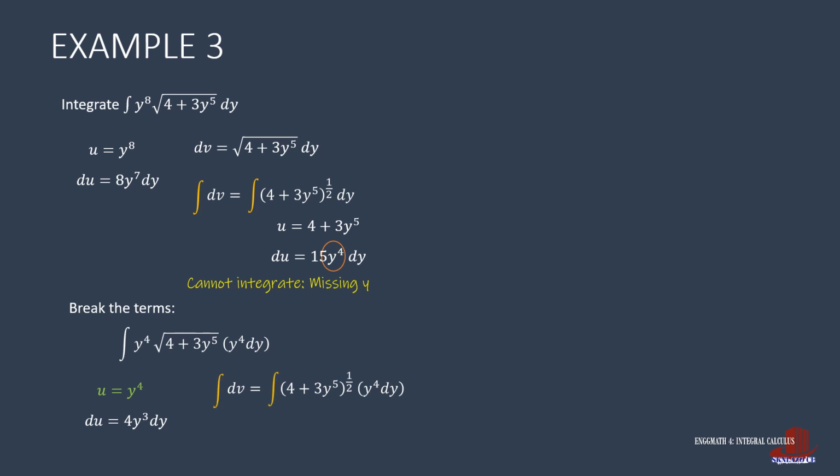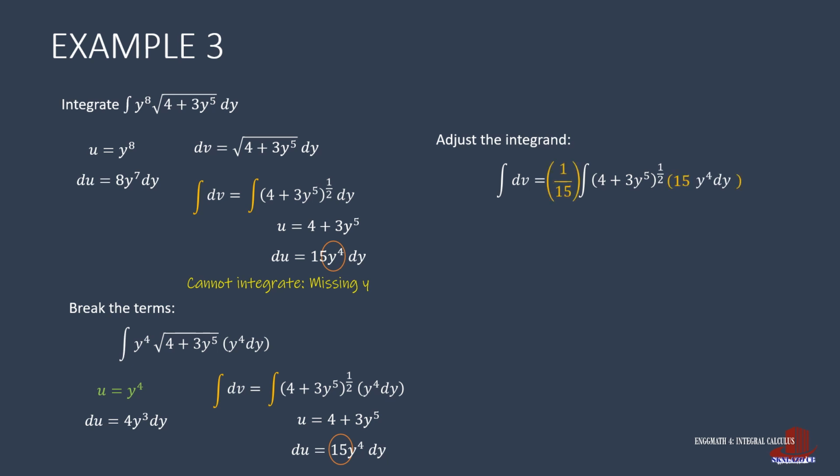Let's check the second term's integral again. u is 4 plus 3y raised to 5, and du is 15y raised to 4 dy. y raised to 4 is already in the integral, so we only need to adjust it with the constant 15. So adjust the integrand by multiplying 15 to the derivative and 1 over 15 before the integral.